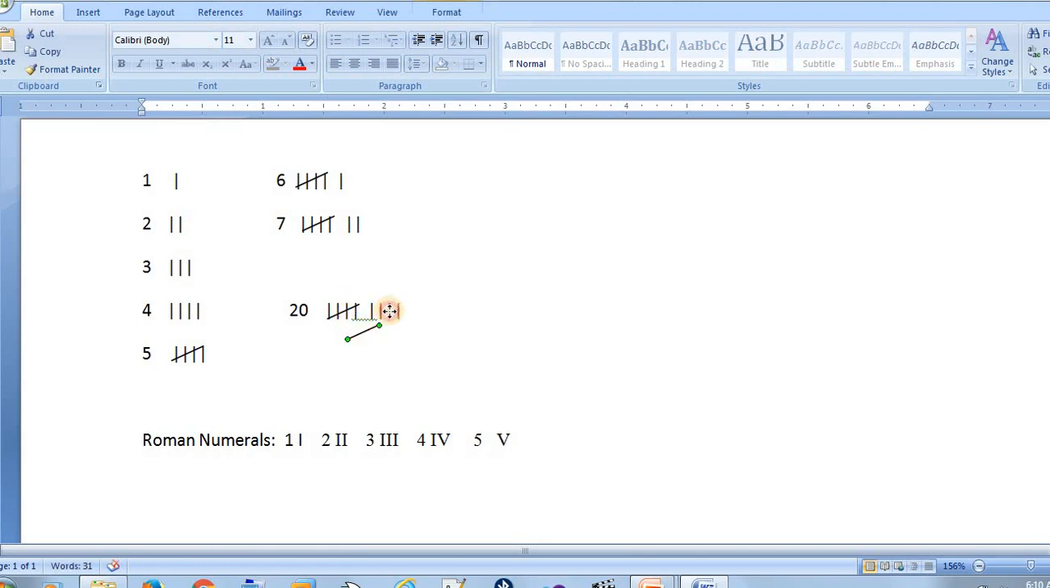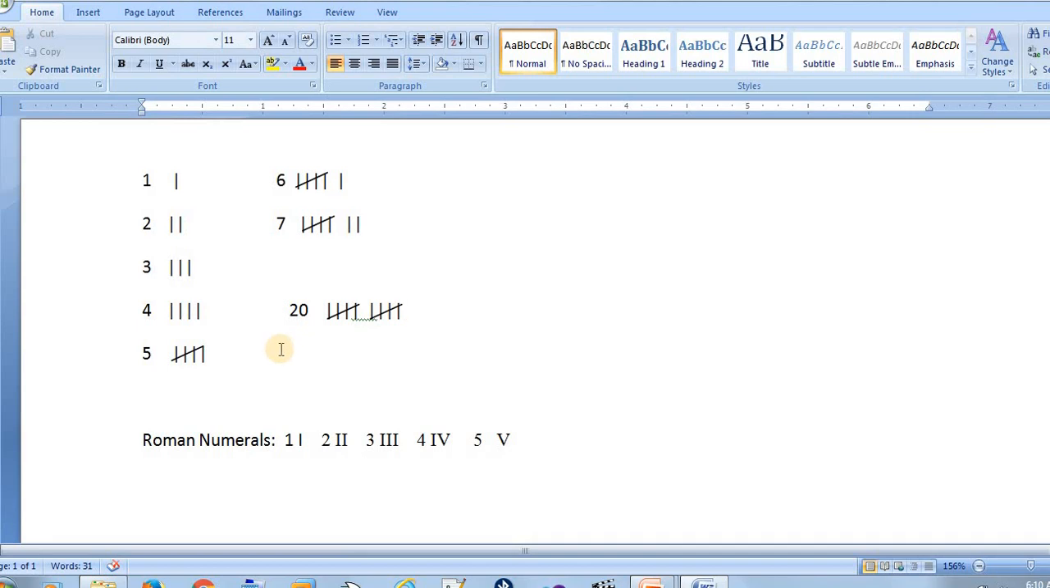Not only is it difficult to represent these numbers, the problem is also that we cannot do any arithmetical calculation with this. Suppose I want to add 20 and 20, or 30 and 40. Addition or any arithmetical operation with these non-positional number systems is very difficult. So these are the drawbacks of having the non-positional number system.